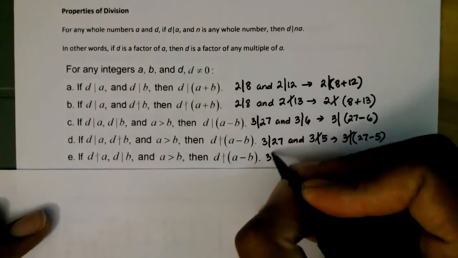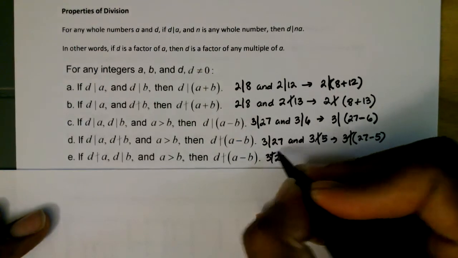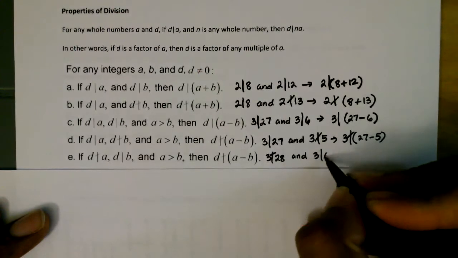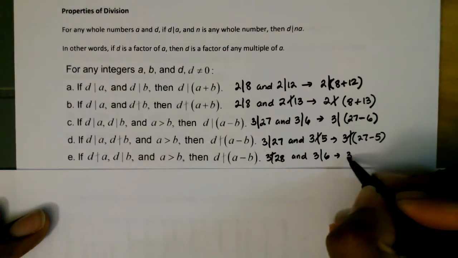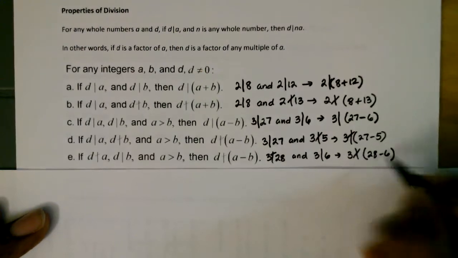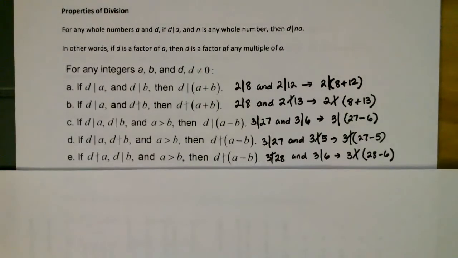Because I can say here 3 divides 28, which is false. So 3 does not divide 28. And 3 divides 6. So this is also true here, because 28 minus 6 will be 22. 22 is not divisible by 3.